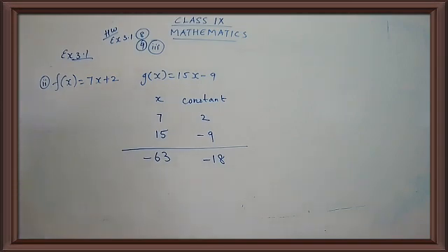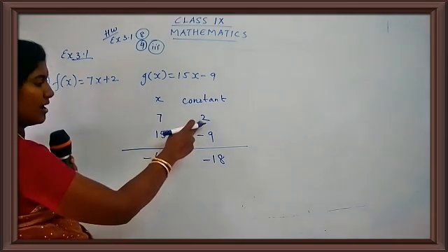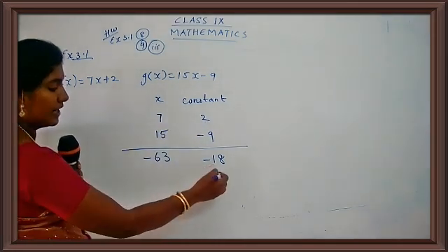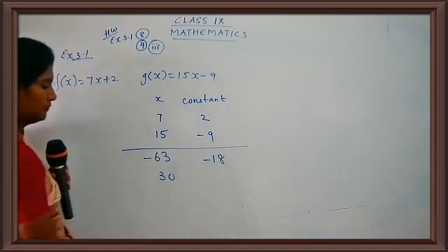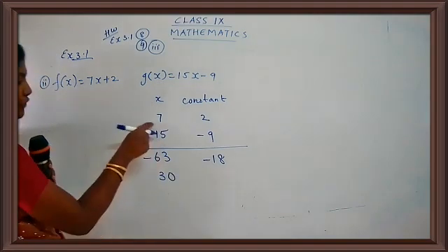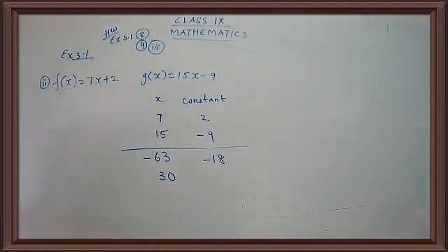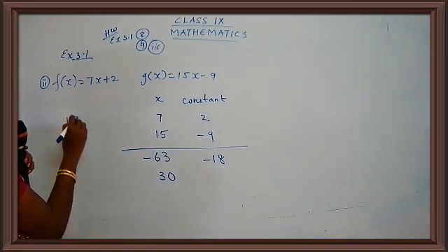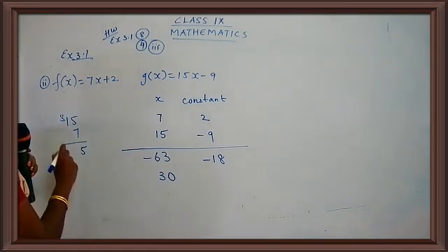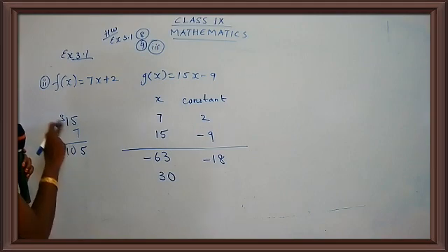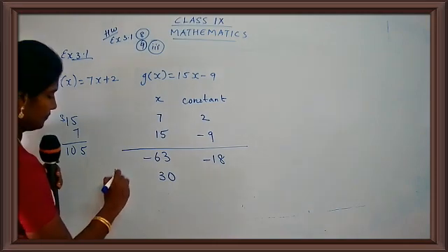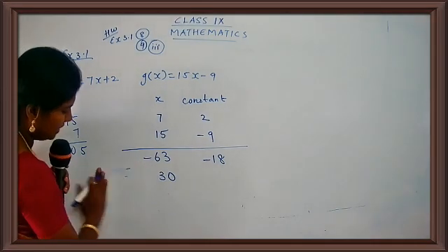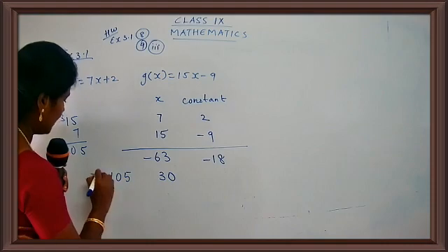Okay, let's come to the next line. So 15 twos are 30, but I am not going to write down the answer here. I cannot write 30 here. I have to put the 30 here. 15 into 2, 30. Next, 15 into 7. What is 15 into 7? It's 105. 15 sevens are 105. 7 fives are 35, 3 over here. 7 ones are 7, plus 3, 10. 105. Okay, I'm just going to add them.